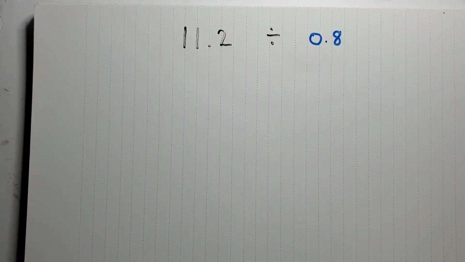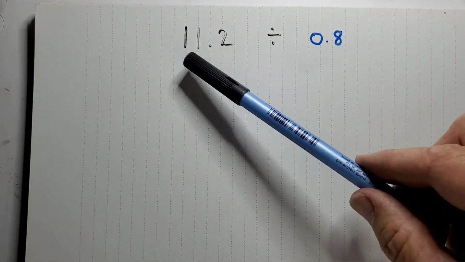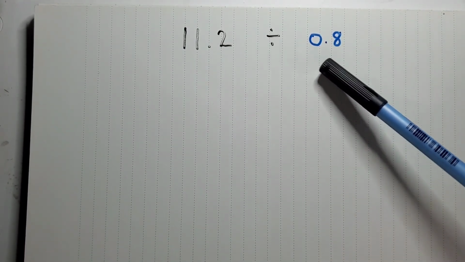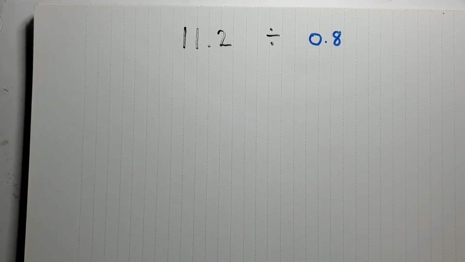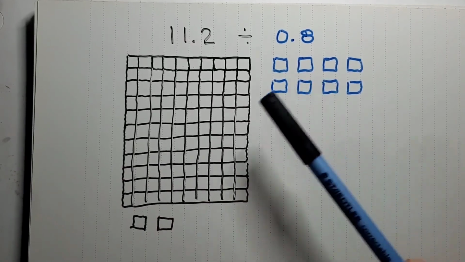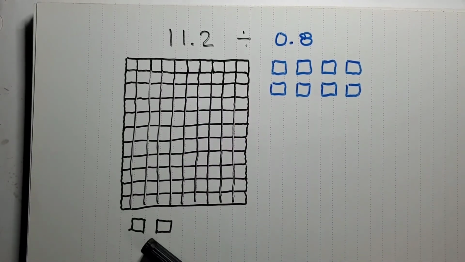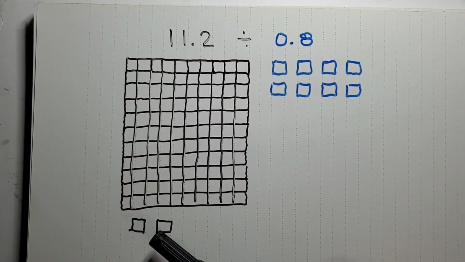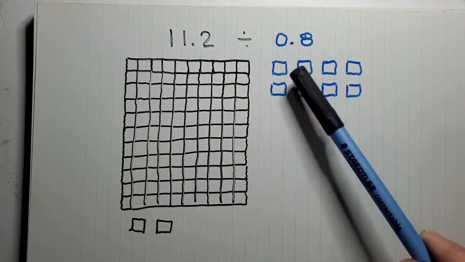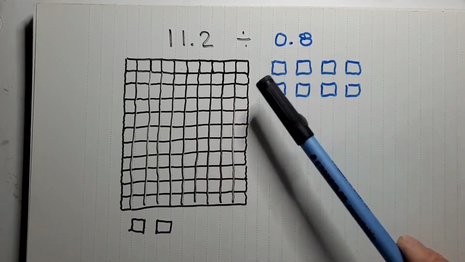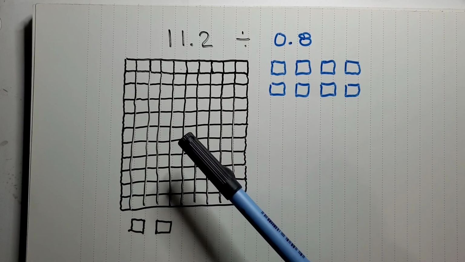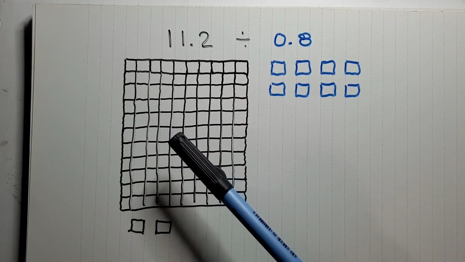I'm starting to see how these seem to all be the same. So let's take a look at a problem that involves decimals. We have 11 2/10 divided by 8/10. Let's use a model similar to what we just looked at. In this model, we have 11 2/10. Each square represents 1/10, and we're dividing that by 8/10. So again, our goal is to see how many of these 8/10 can fit inside 11 2/10.